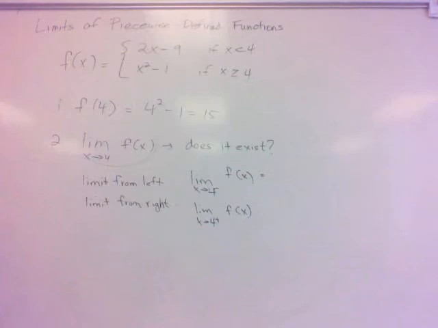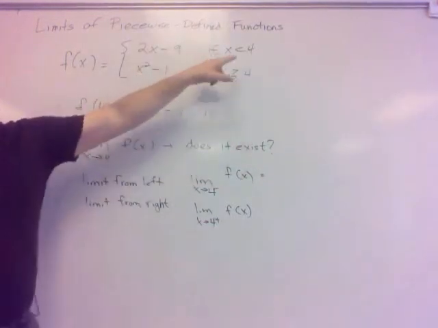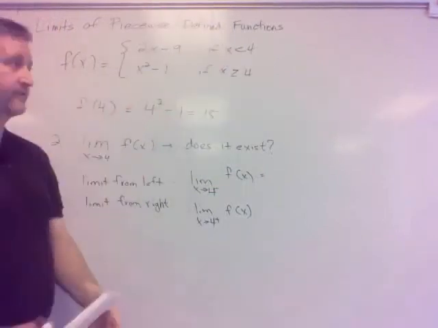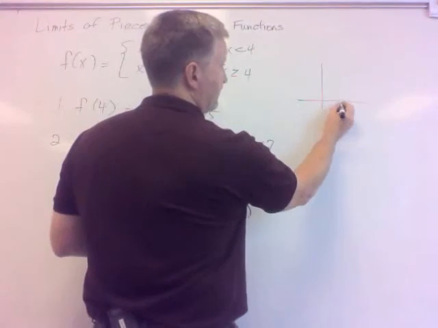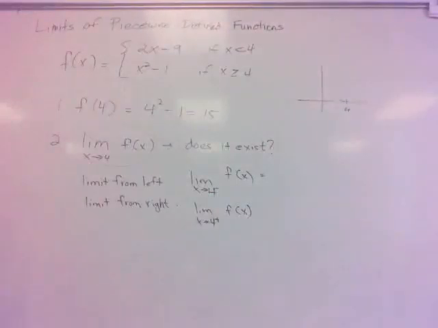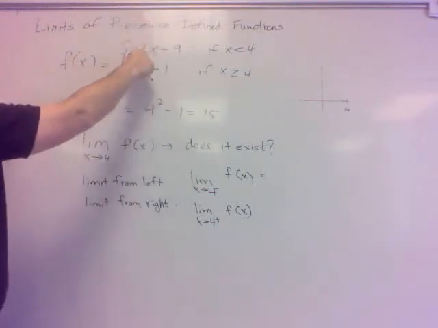If we're approaching 4 from the left, which one of these parts am I talking about? From the left, that's the less than side of 4. Talk about it on the number line here. Here's 4. So if I'm approaching 4 from the left, I'm approaching from the less than side of 4. So which one of these do I use? I would use the 2x minus 9.